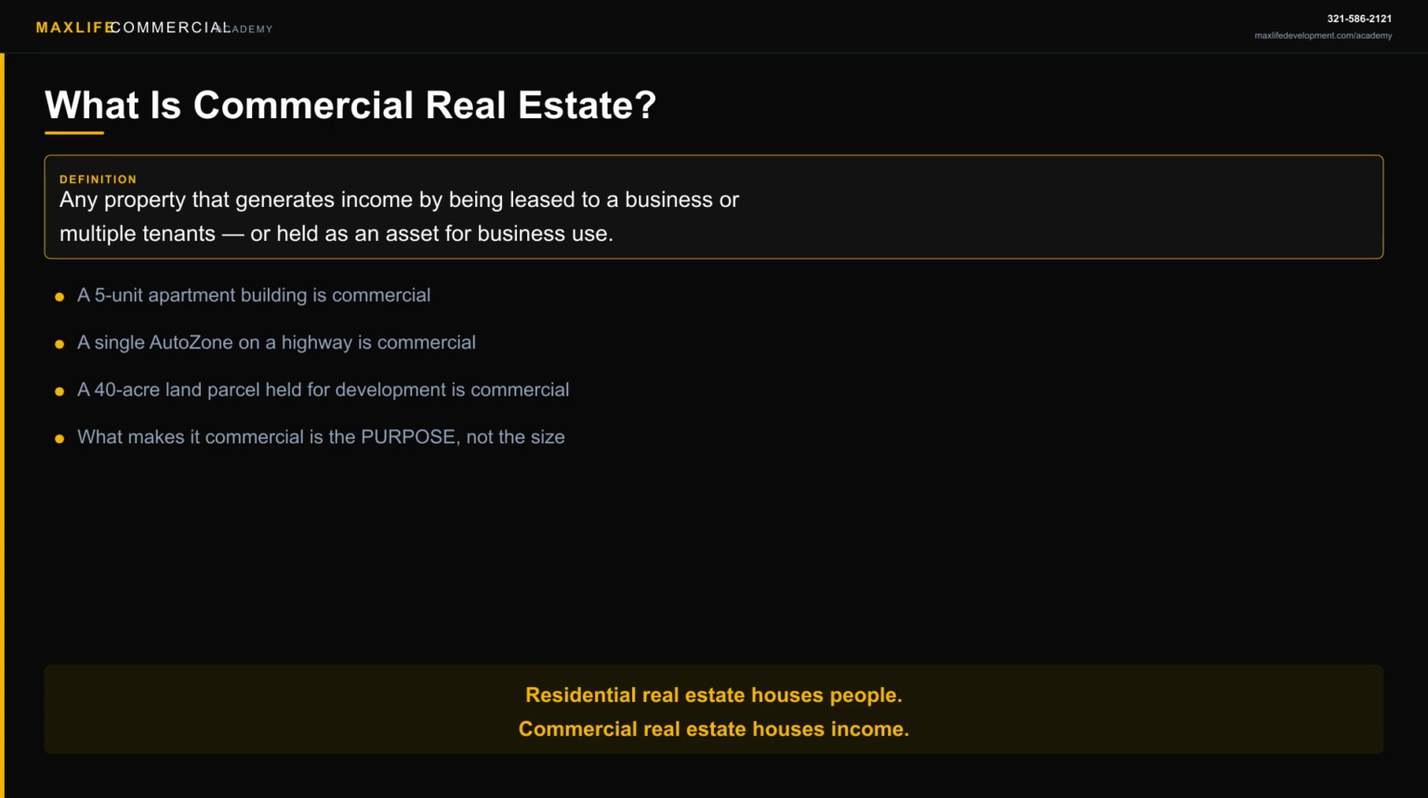Commercial real estate is any property that generates income by being leased to a business or multiple tenants, or held as an asset for business use. That's it. Everything else is detail.